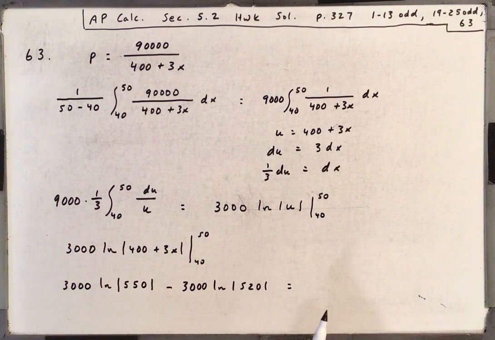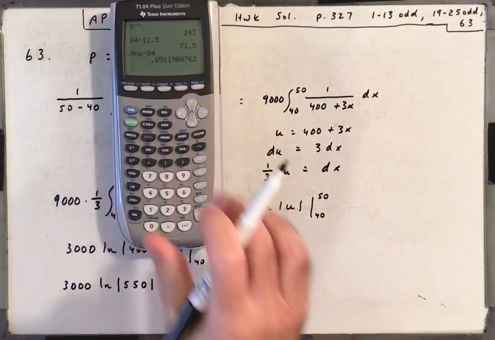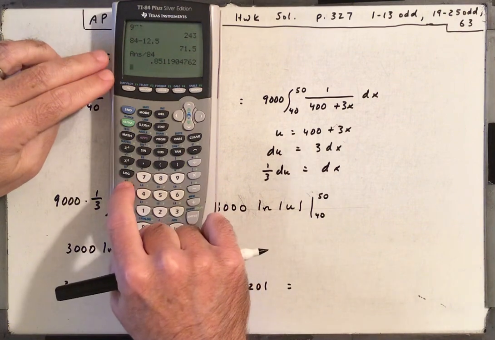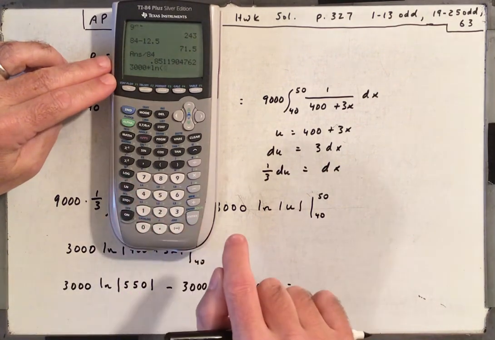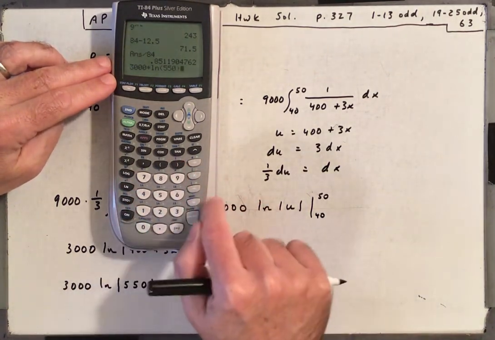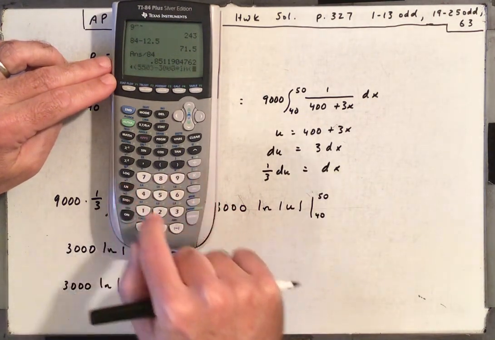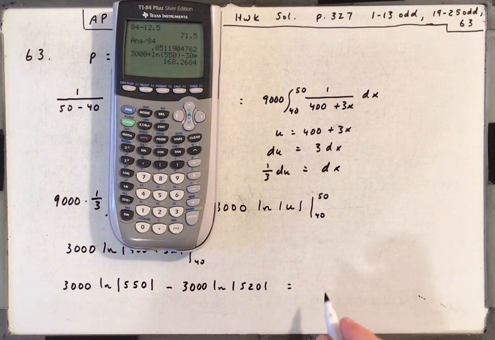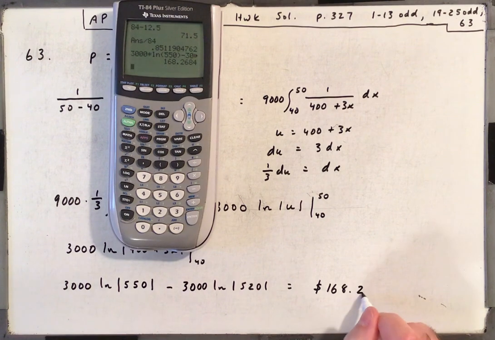So that's just a matter of sticking that in your calculator. Okay, so what the heck? Let's go ahead and do that. You can do that on screen here. So let's find the natural log here. So we've got 3,000 times the natural log of 550 minus 3,000 times the natural log of 520. That's $168.27.